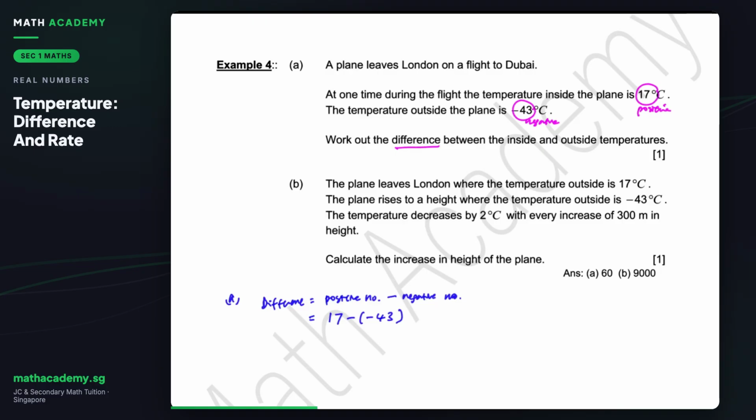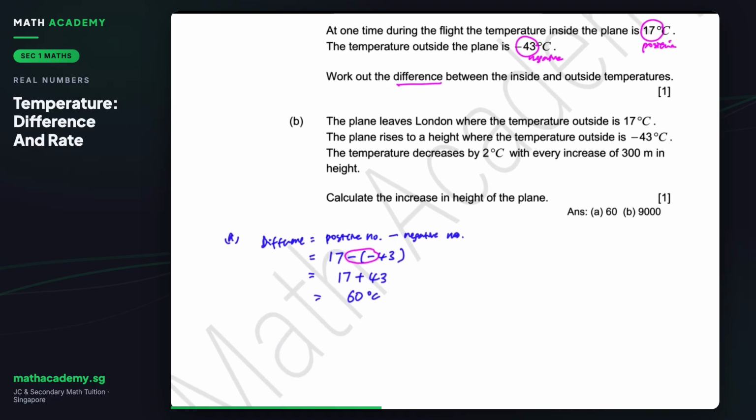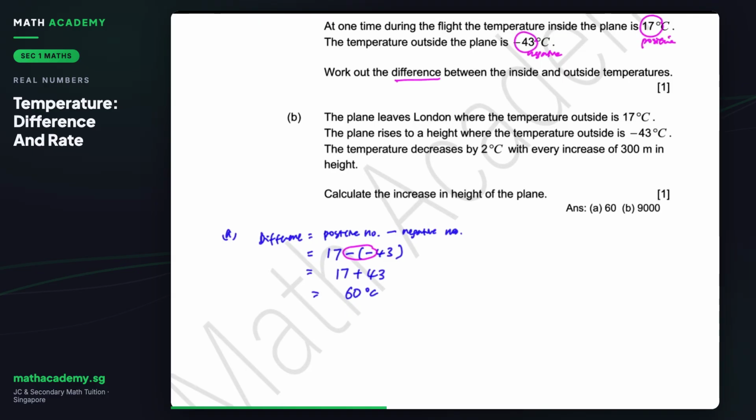So again, just to remind you, if you see two signs lined up together, the second sign put in bracket, like what I'm doing here. And then you see there's a minus minus, so that will give you plus. So it becomes 17 plus 43, and that gives you 60. So the difference will be 60 degrees Celsius.